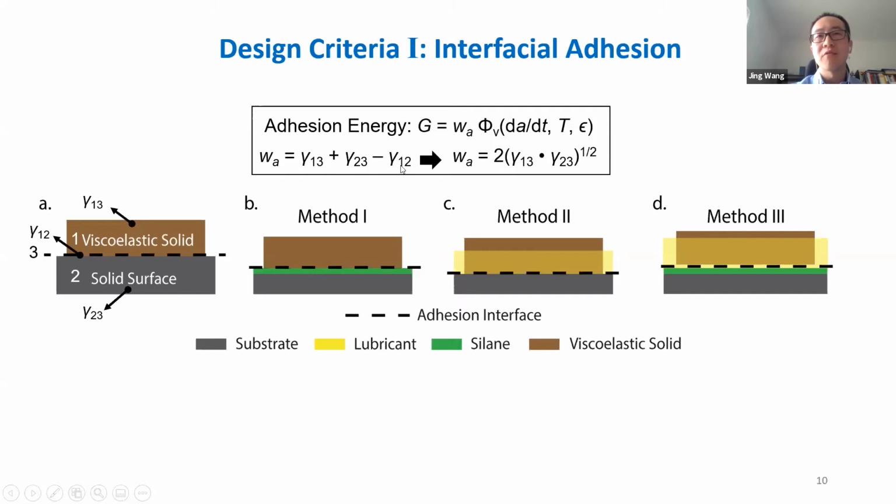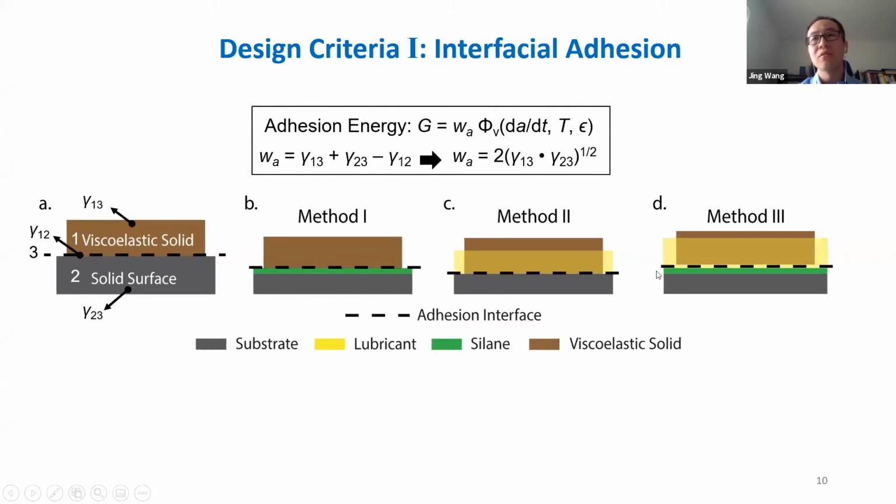So this equation can be further simplified by the Good equation like this. So we only need to consider the surface energy of the viscoelastic solid and the solid surface. Traditionally, there are two methods to reduce the adhesion. One is to lower the surface energy of the solid surface by silanization or polymer deposition through CVD or PVD. Another method is just lubrication. The lubricant can be generally absorbed by the viscoelastic solid and further reduce gamma 1,3.